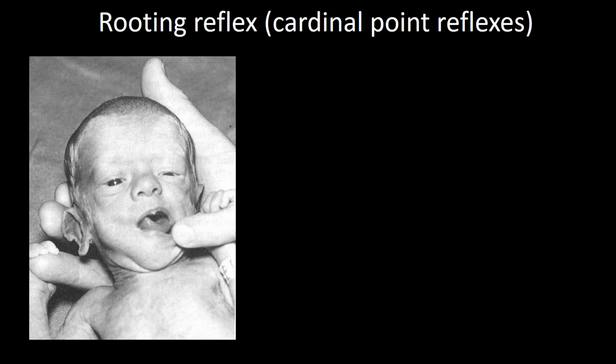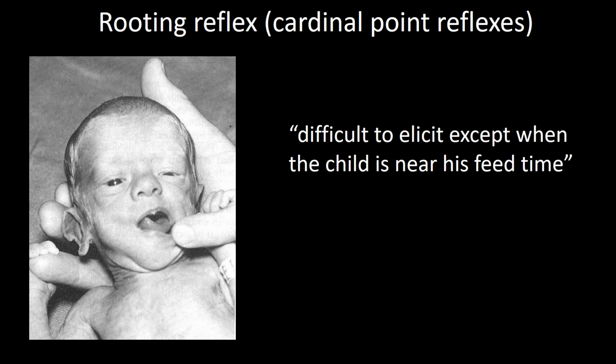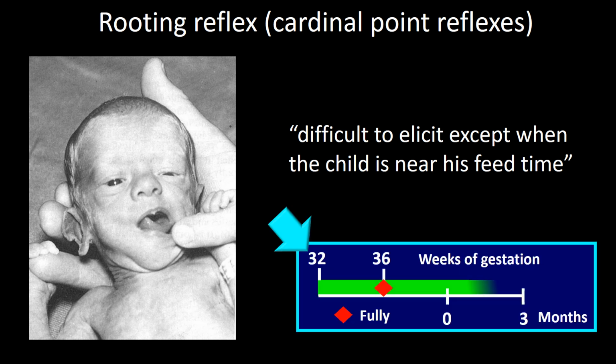Number 3, the rooting reflex is activated by touching the corners of the mouth, as you can see here. It elicits mouth, tongue, and sometimes head deviation towards the stimulus. This reflex is also called the cardinal point reflex because it can be elicited by stimulating the 4 cardinal geographical points around the mouth. Some authors have found this reflex difficult to elicit except when the patient is near his feeding time. It is first present at 32 weeks, fully developed by 36 weeks, and becomes less prominent after 1 month. It disappears by about 2 to 3 months of age.